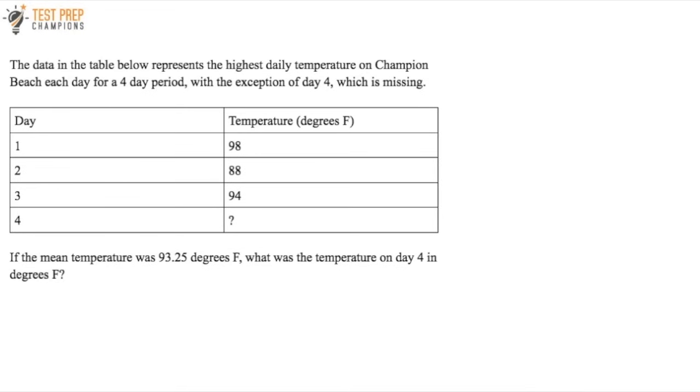The next question says, the data in the table below represents the highest daily temperature on Champion Beach. For each day of a four-day period, I've given you the temperatures, with the exception of day four, which is missing. We know that the mean temperature is 93.25 degrees Fahrenheit. But what was the temperature on day four?